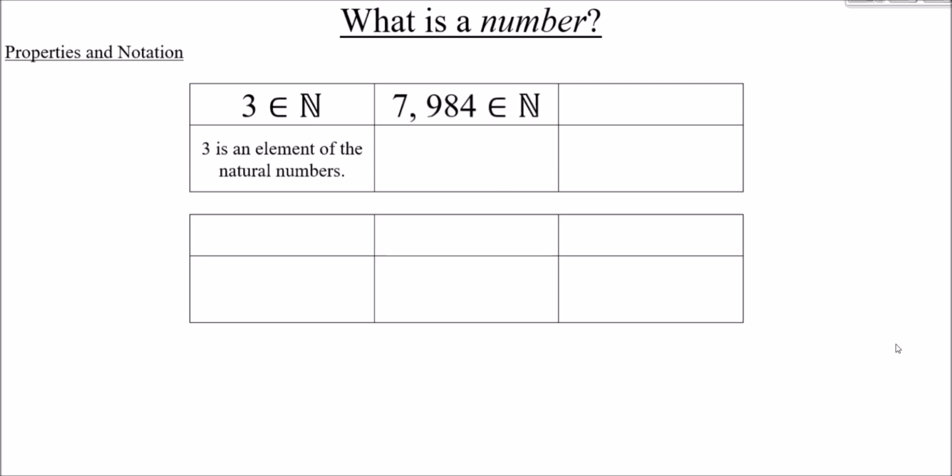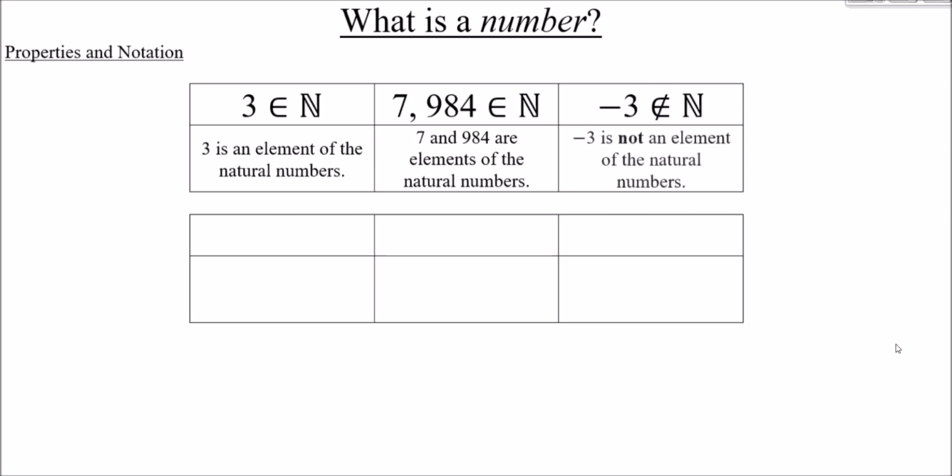7, 984. This doesn't mean 7,984. The comma is a separator separating two different elements. So this means that both 7 and 984 are elements of the natural numbers. Minus 3, with an E with a line struck through, then ℕ. This just simply means that minus 3 is not an element of the natural numbers. Natural numbers are non-negative, starting at 1. So minus 3 is not a natural number. Minus 3 is known as an integer. We'll mention this later.